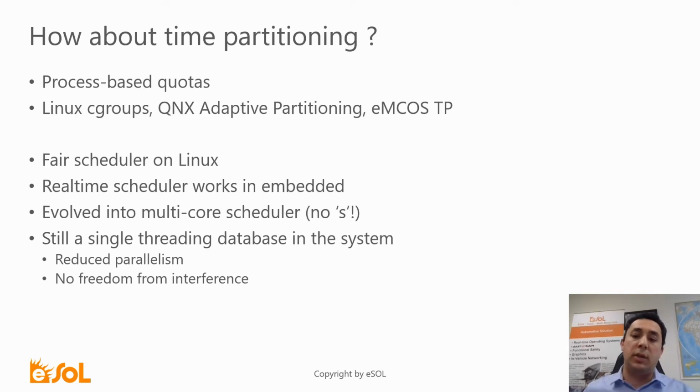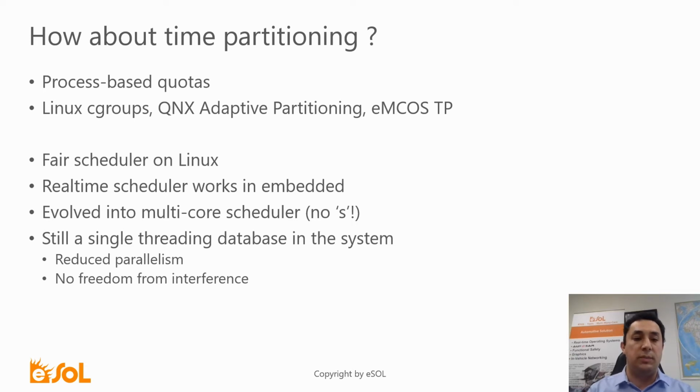How about time partitioning? Well, there are several techniques to establish a possibility to limit a process or a group of processes, or really technically a group of threads, so that they cannot take more than a certain amount of time in a certain period. Some approaches, like ARINC 653, go with a very fixed period of time. Other approaches are more flexible, but harder to determine, like Linux cgroups, QNX adaptive partitioning, or AMCOS time partitioning, and just try to establish a limit to the amount of time that an application can use, or a group of applications.